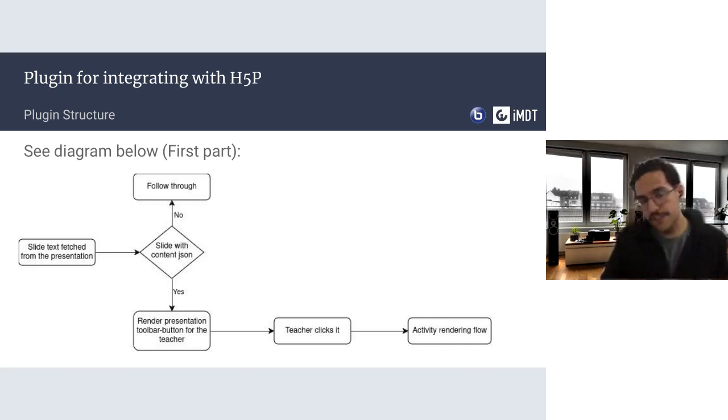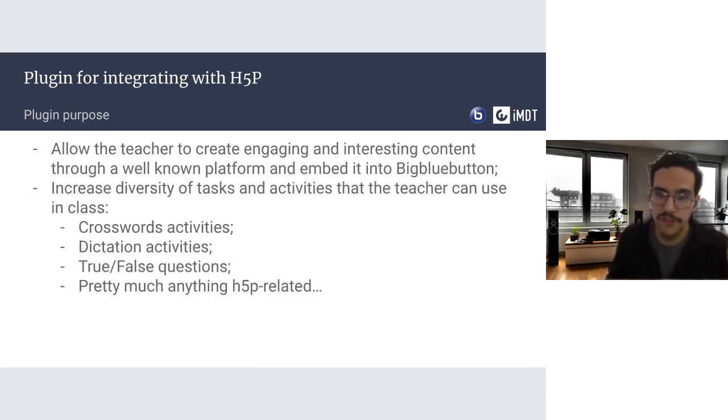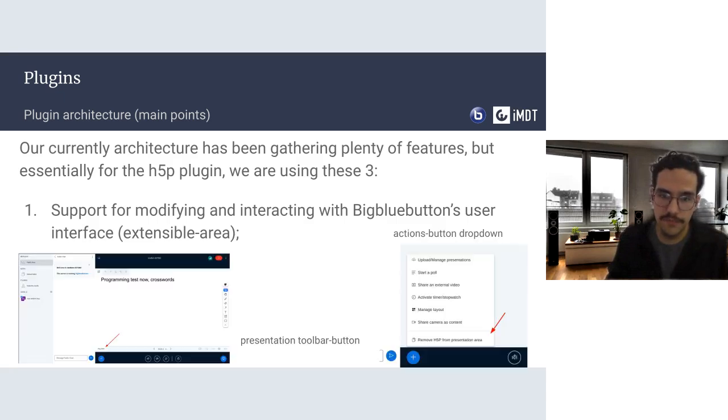Okay, so let's dive into the plugin structure itself. Firstly, the plugin is going to fetch the current slide text, okay? And it's going to see if there is a content JSON inside this slide. If the content JSON is within the slide, it's going to render the presentation toolbar button. So as I mentioned previously, this is the presentation toolbar button, okay?